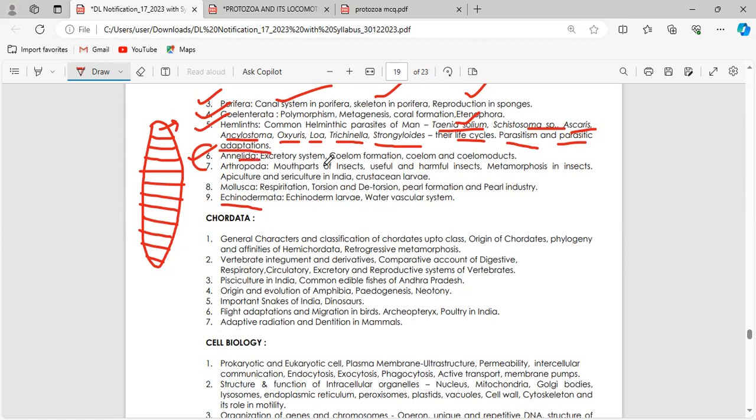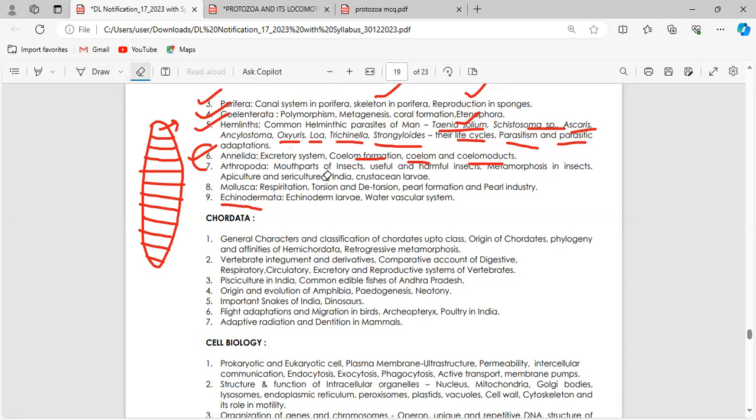I'm going to explain all those things when I deal with the coelom formation, coelom and coelomoducts. And one more thing they have mentioned in the syllabus under Annelida is the excretory system. What are all the excretory organelles used by those segmented worms? That is nephridia, nephrostome. Everything will be dealt with when I explain the excretory system.